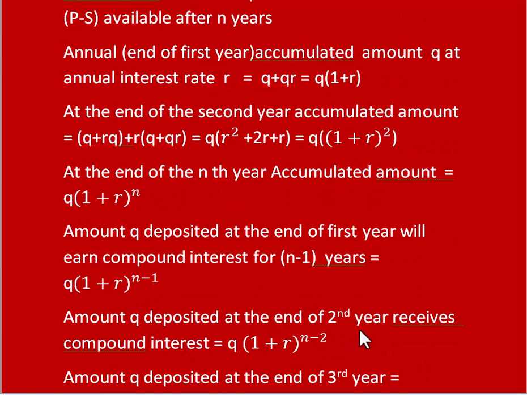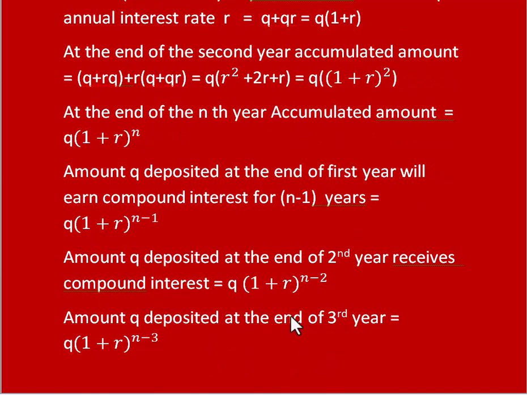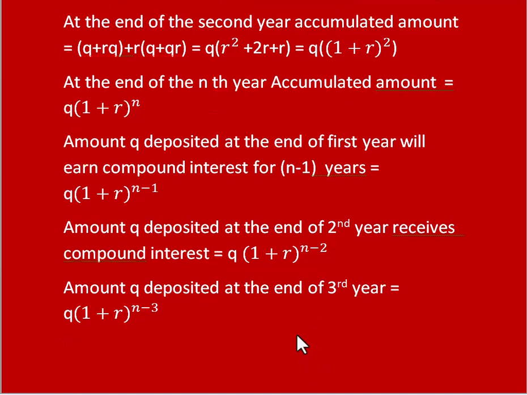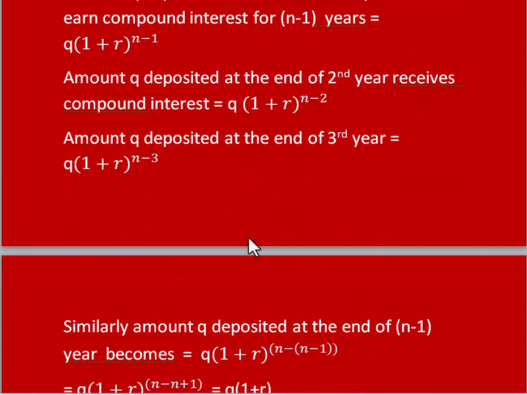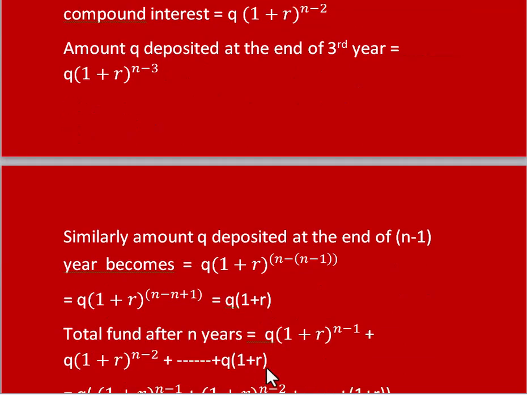Then the amount Q deposited at the end of the second year receives compound interest equal to Q into 1 plus R whole power n minus 2. Similarly, for the third year, it will become Q into 1 plus R whole power n minus 3. Similarly, Q deposited at the end of n minus 1 years can be written as Q into 1 plus R whole power n minus of n minus 1. That is, after simplification, we get Q into 1 plus R.